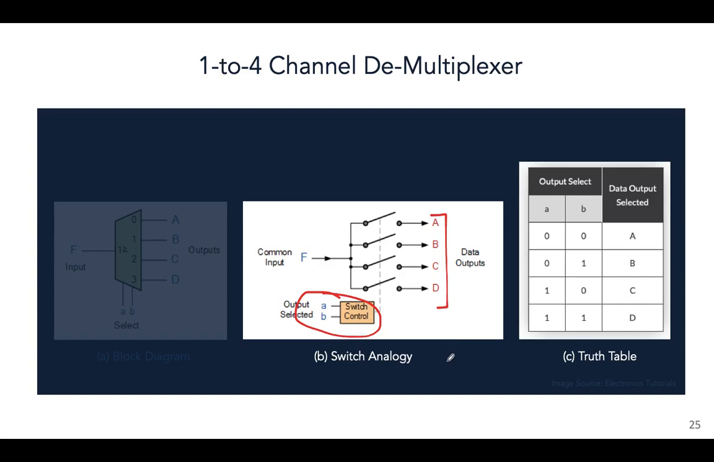Now you can see when A and B are both 0, the output is A. So this input will directly go here. When A, B are 0 and 1, B will get the output. When A and B are 1, 0, C will get the output. That means F will go directly to C. And when A and B are both 1, D gets the output.